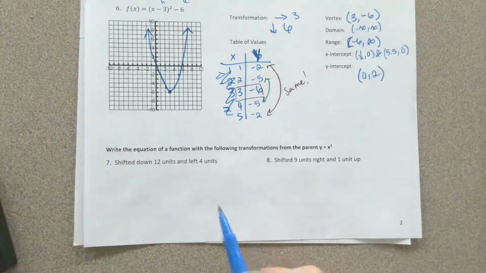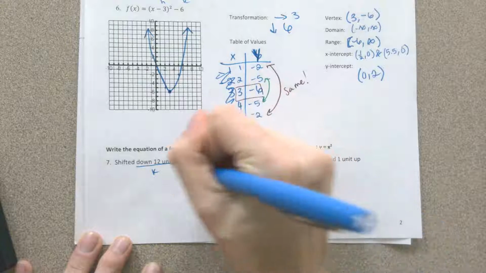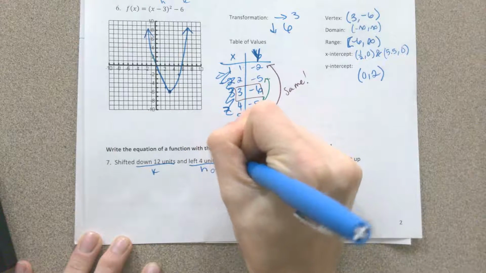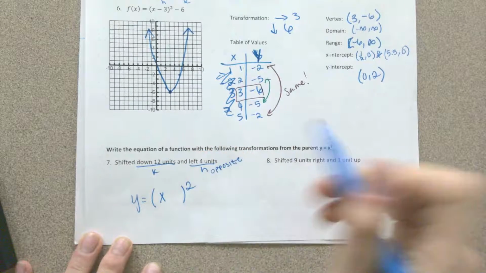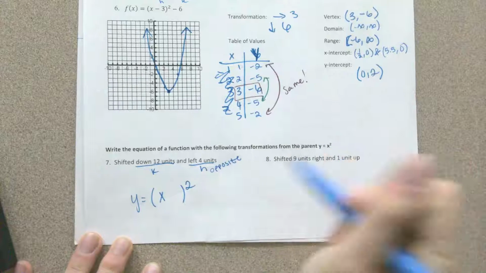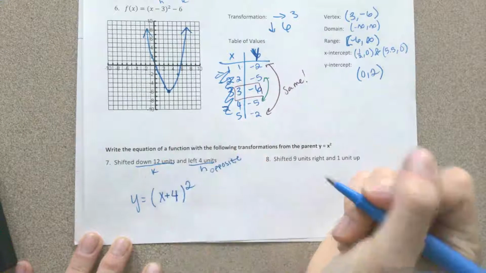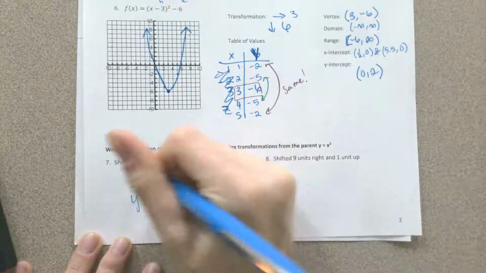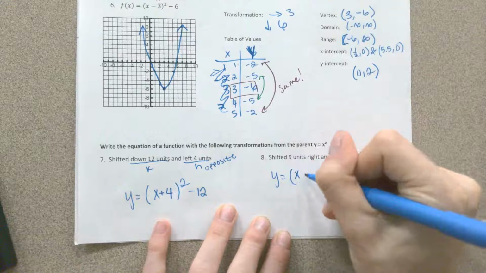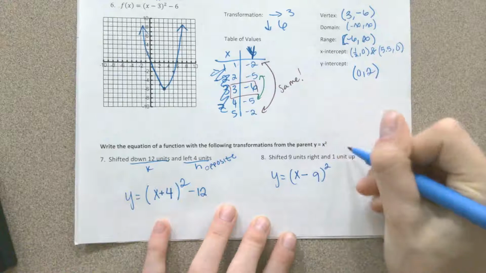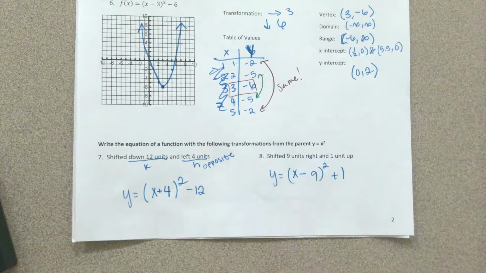And lastly, writing an equation, shifting down is going to be k, left is going to be h, opposite. So we're going to have y equals, we know this is a quadratic function. Okay, so we have that x, that squared. We know that we're doing the opposite of left, so +4 and -12, down 12. Shifting 9 units to the right, we're going to have -9, and 1 unit up is going to be +1. So opposite of k, which is up and down.